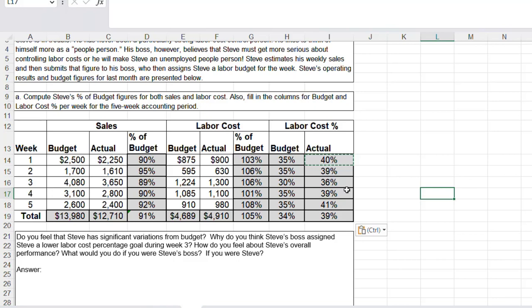And so I think if I was Steve's boss and I was Steve, I would sit down and have a conversation about the accuracies of the sales projections and then strategizing how he can better schedule those people so that he can properly manage his staff.